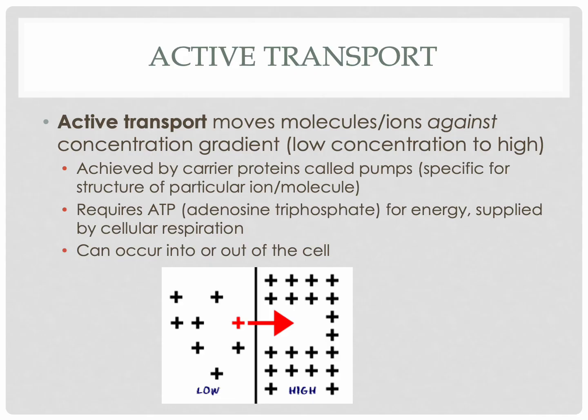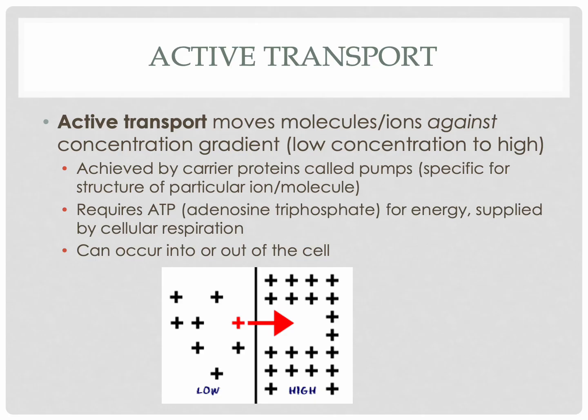Let's take a look at active transport. Active transport moves molecules or ions against a concentration gradient, meaning from a low concentration to a high concentration. This is achieved by carrier proteins called pumps. They are specific structures for particular ions or molecules. It requires ATP, which is adenosine triphosphate, for energy.